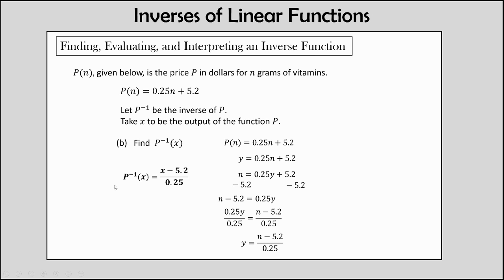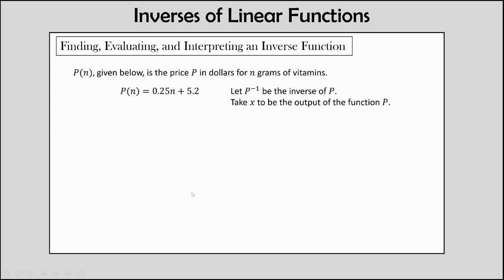So what this inverse does is you tell us how much money you have, that's your x, and we'll tell you how many vitamins you can buy in grams based on the dollar amount you give us. So it flips the meaning of the original equation. Okay, last question under this concept is, what's P inverse of 8.5? So we want a function value of our inverse.